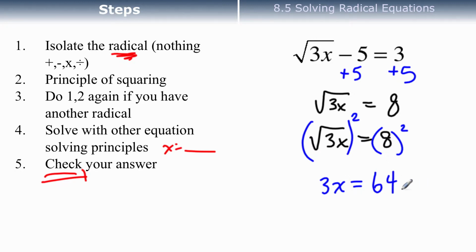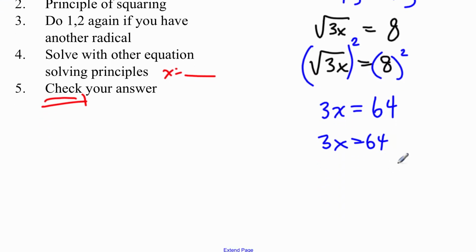Now I've got a normal equation. I want to solve for x, so I'm going to divide both sides now by 3. Again, I'll write out another step. It just helps me when I'm going back to check my work. So I'll divide this side by 3 and divide this side by 3. The 3's are a factor of 1, they cancel. So x is equal to 64 divided by 3.